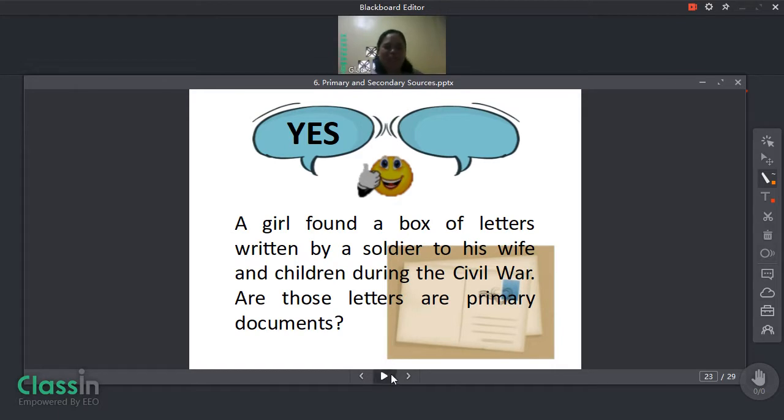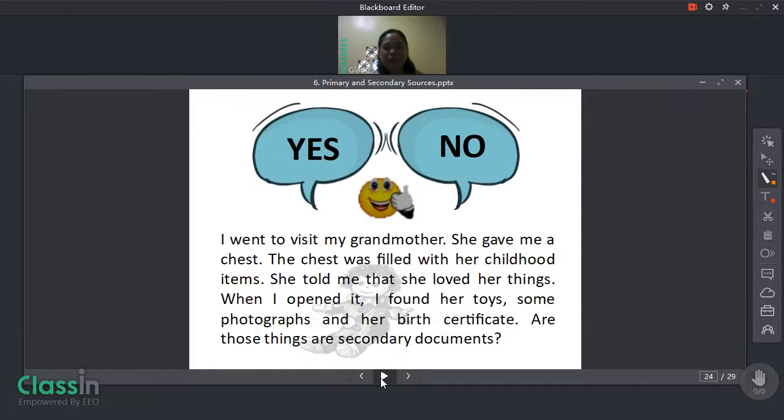Okay, next. I went to visit my grandmother. She gave me a chest. The chest was filled with her childhood items. She told me that she loved her things. When I opened it, I found her toys, some photographs, and her birth certificate. Are those things secondary documents? What do you think? The correct answer is no, because photographs and a birth certificate, as a government document, are considered primary documents.